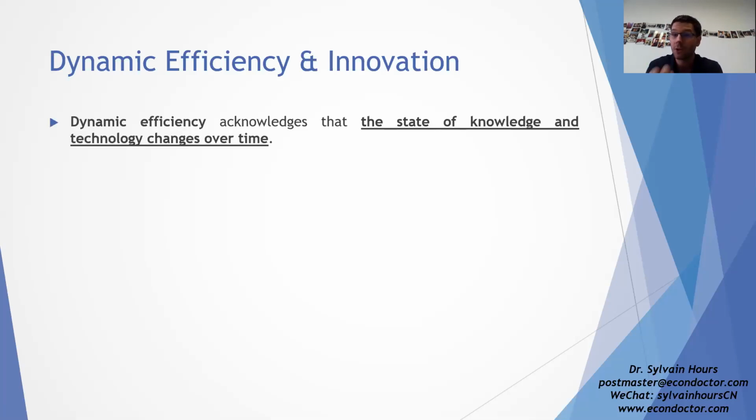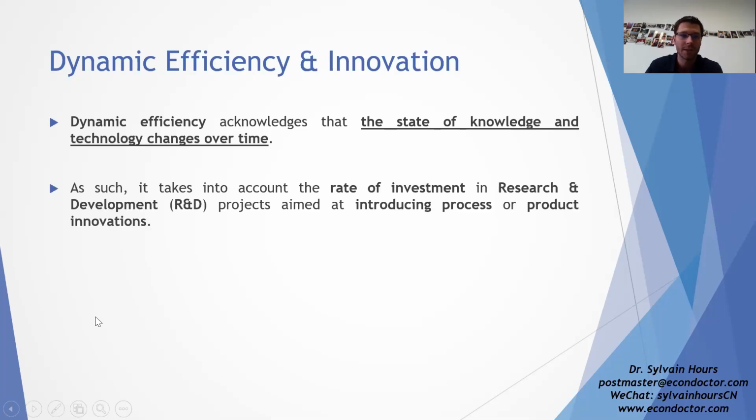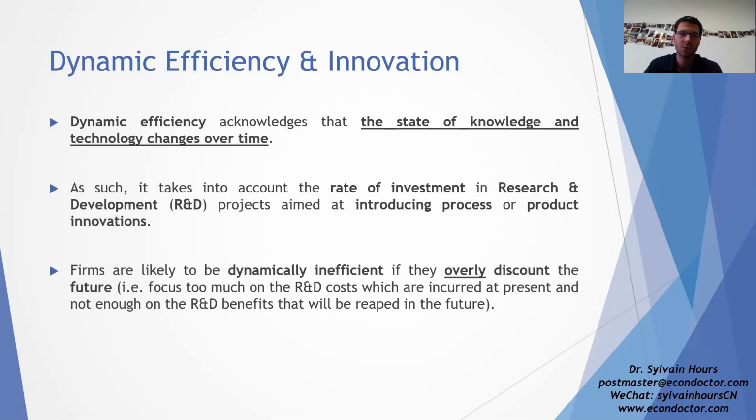Dynamic efficiency acknowledges that the state of knowledge and technology changes over time. As such, it takes into account the rate of investment in research and development projects aimed at introducing process or product innovations. And this really is about how much we discount the future. Remember, discounting the future basically means how much weight do we assign to future costs and benefits.